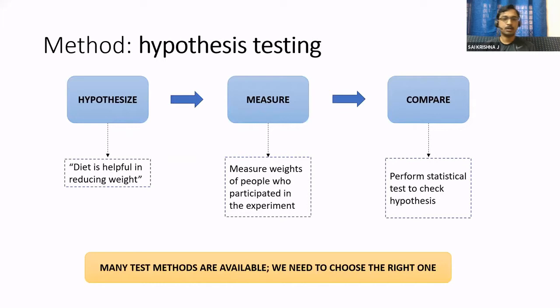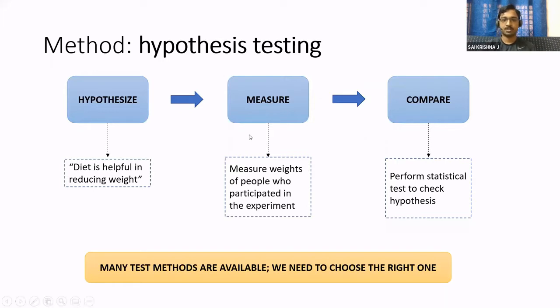So what are the steps involved in this hypothesis testing? Mainly there are three steps. First step is hypothesizing. By hypothesizing, I mean we form some sort of an idea or some sort of an assumption regarding the experiment that we have made. So here in this diet scenario, we are hypothesizing that diet is helpful in reducing weight. So that is our hypothesis.